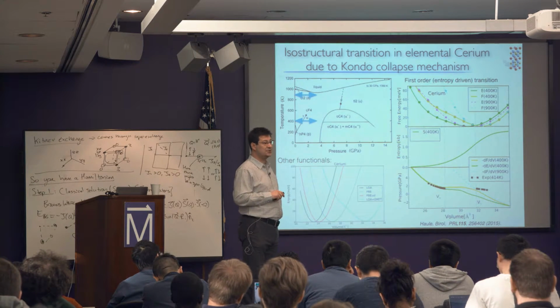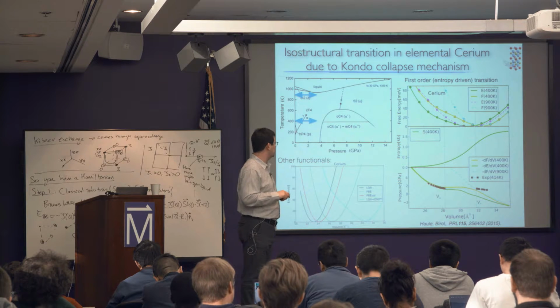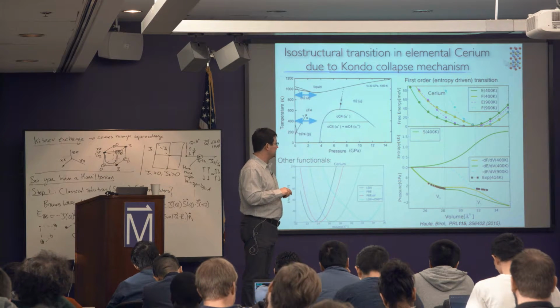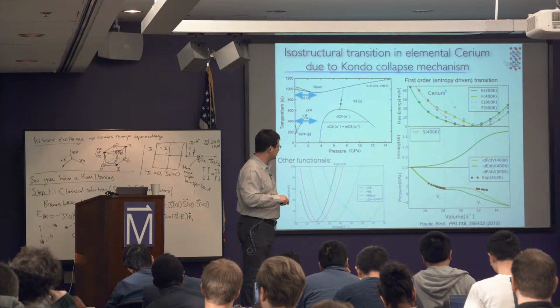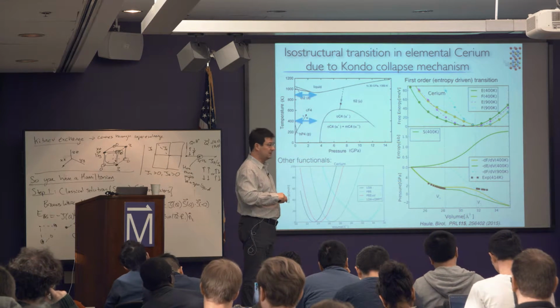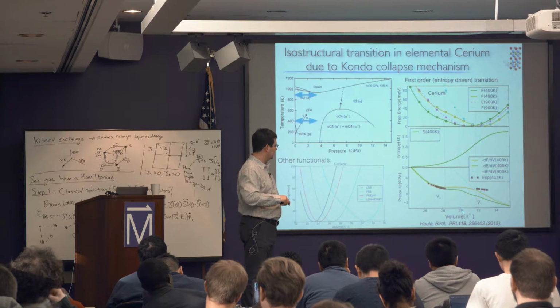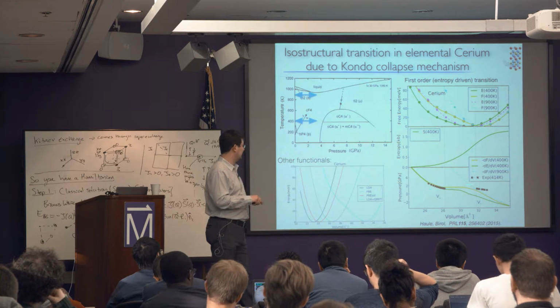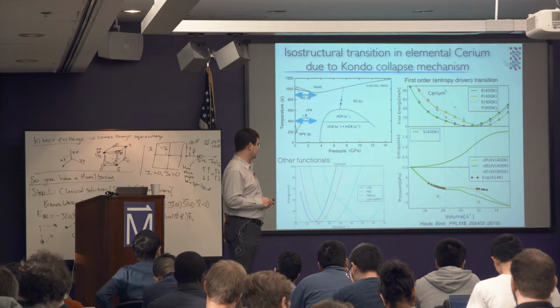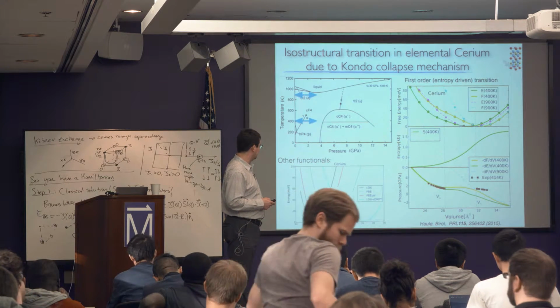So this entropy change, if you put it into the free energy, you will see that there is a huge change of slope. And then when you take the derivative of this, you see that there is a very flat region in volume where the first order transition occurs. Okay? So this is experiment, this is theory. They are in very decent agreement.